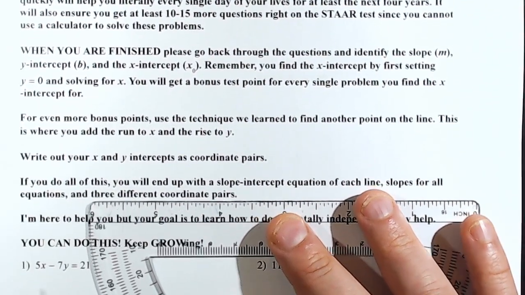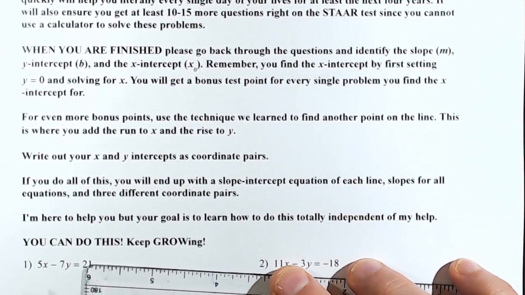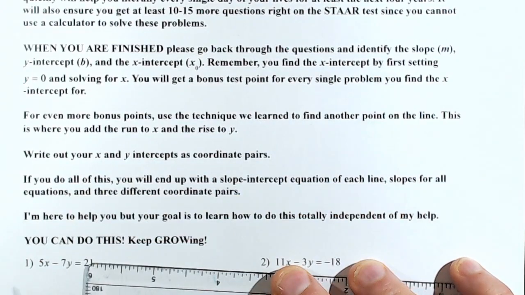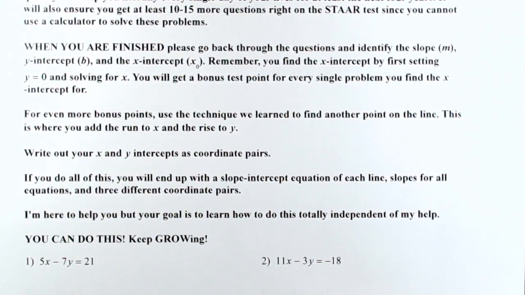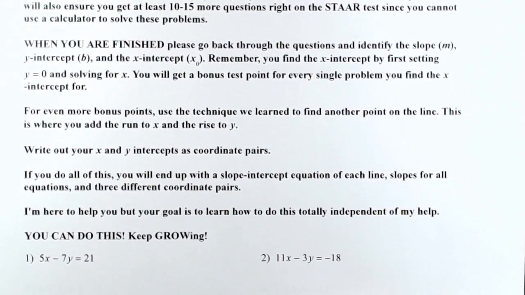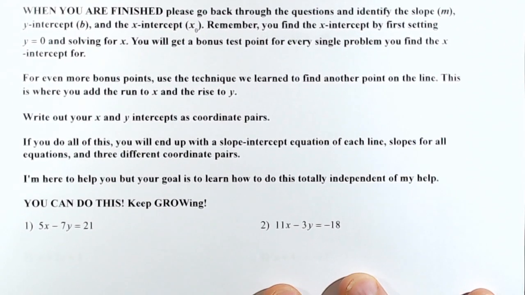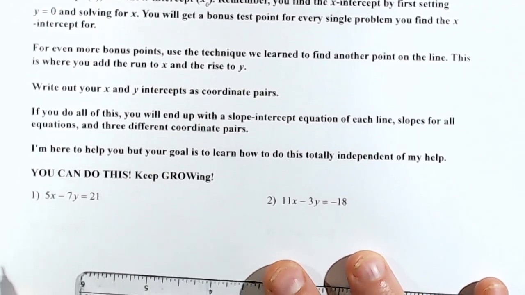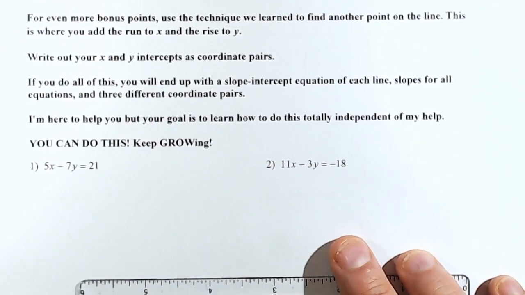When you're finished, please go back through the questions and identify the slope, the y-intercept, the x-intercept. Remember, you find the x-intercept by first setting y equal to 0 and solving for x. You will get a bonus test point for every single problem you find the x-intercept for. For even more bonus points, use the technique we learned to find another point on the line. This is where you add the run to x and the rise to y. Write out your x and y intercepts as coordinate pairs.